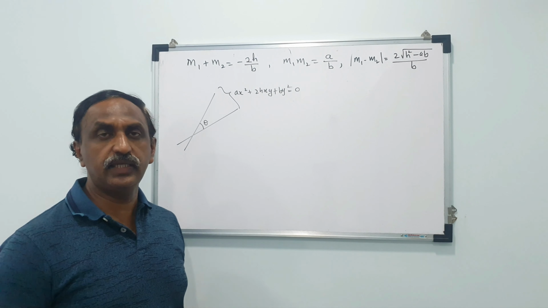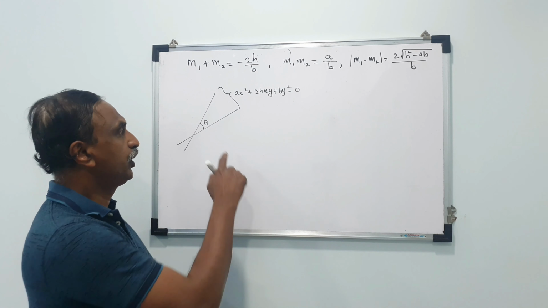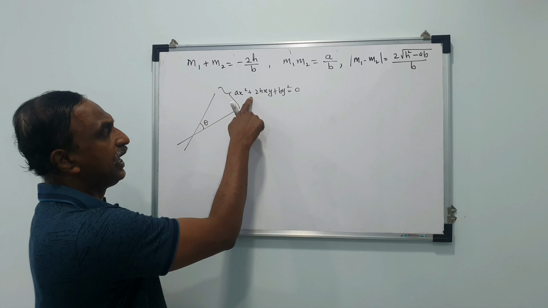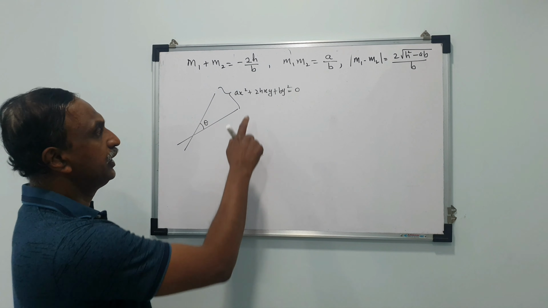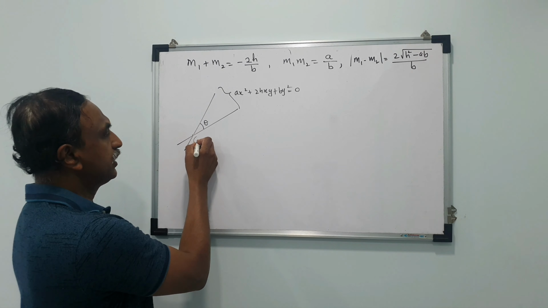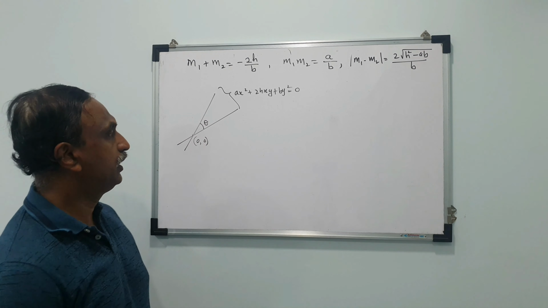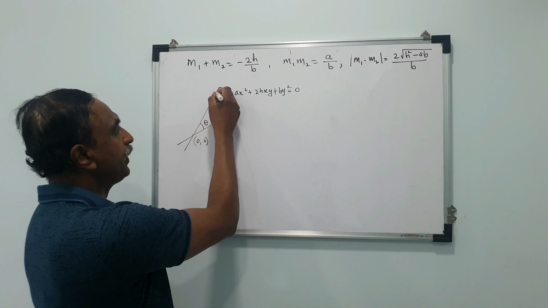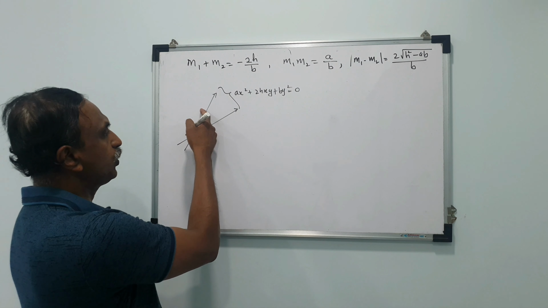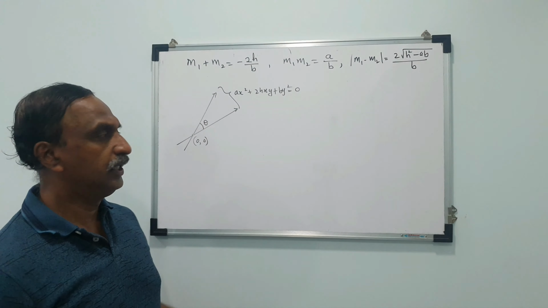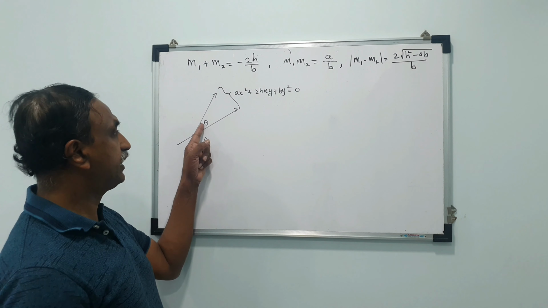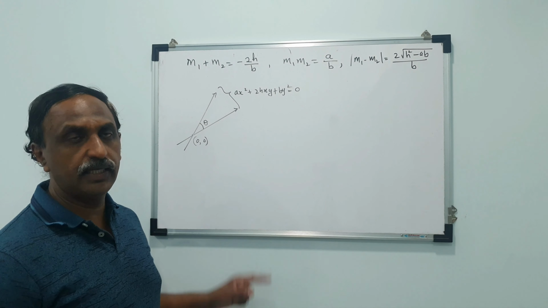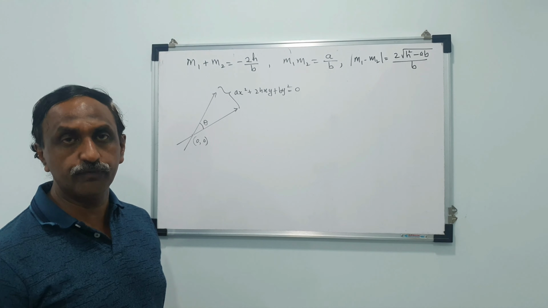Now we will calculate the angle between the lines. You already learned that whenever I have a homogeneous equation, it will represent two lines passing through the origin. If theta is the acute angle between the two lines, you know that between two lines there are two angles, one is obtuse and one is acute. We are talking about the acute angle. If theta is the acute angle between the two lines, then how will we calculate the value of theta?